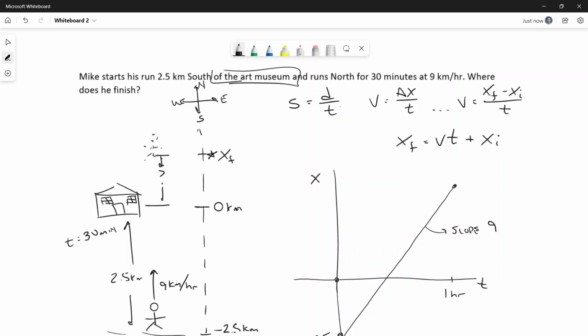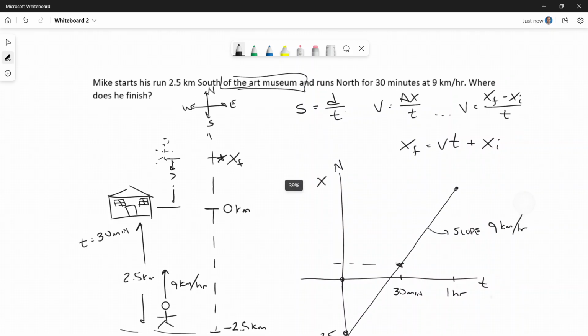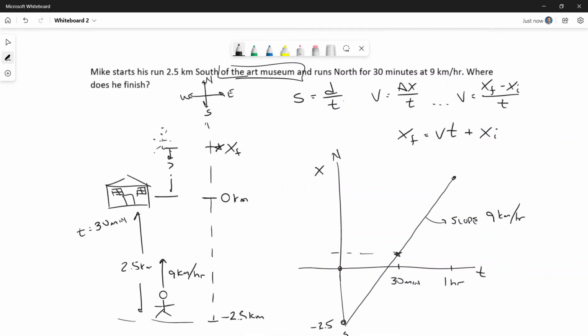The slope is 9 kilometers per hour. And what we want to know is, where is he at the 30-minute mark? Half an hour, right? And he's going to be located somewhere around here, which looks like a little bit north of the Art Museum. So this is the general idea here.